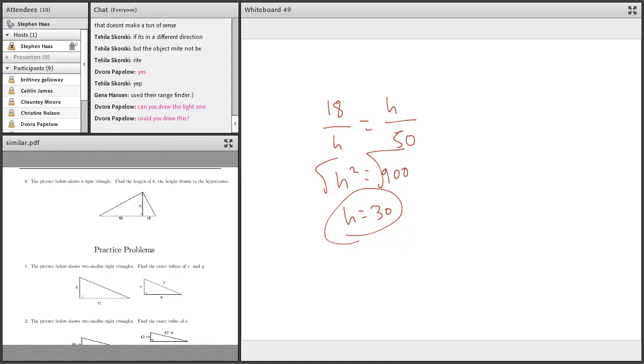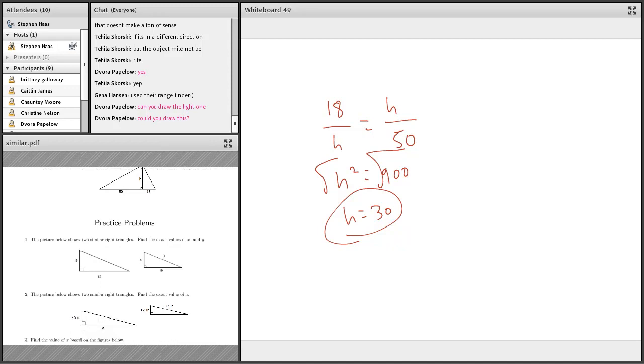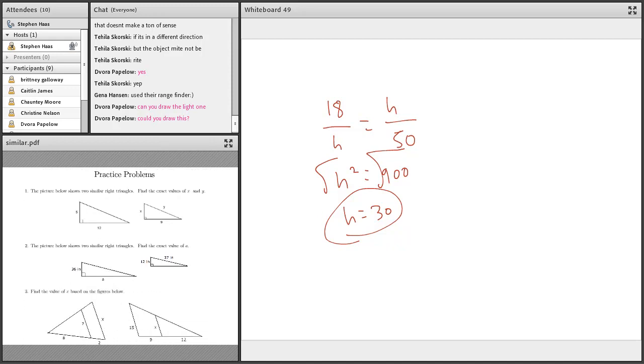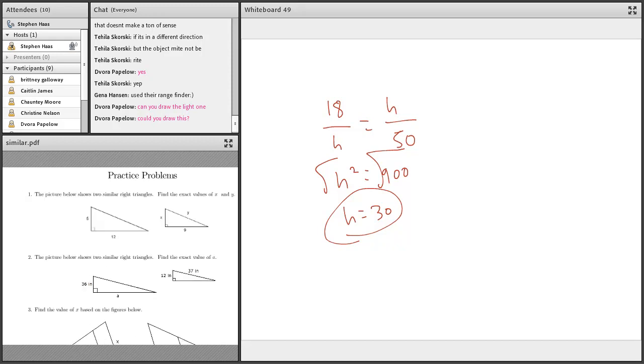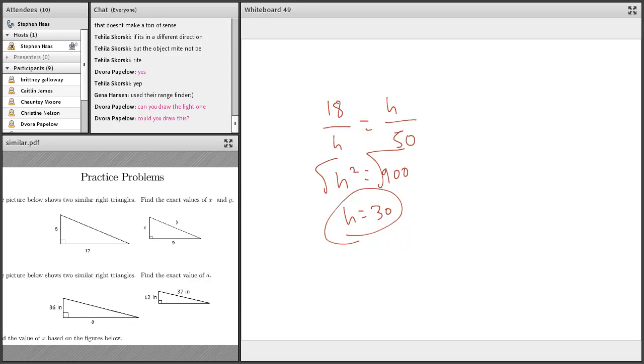Okay, let's take some of these practice problems here. Some of these should be relatively easy. Okay, for number 1, who can tell me the value of x? Let me make it a little bigger. You might not be able to see it so well. Who can tell me the value of x?